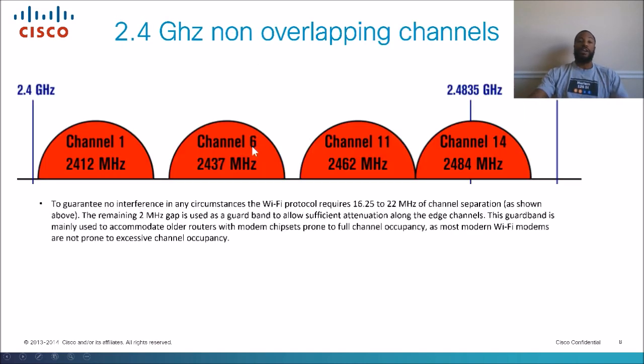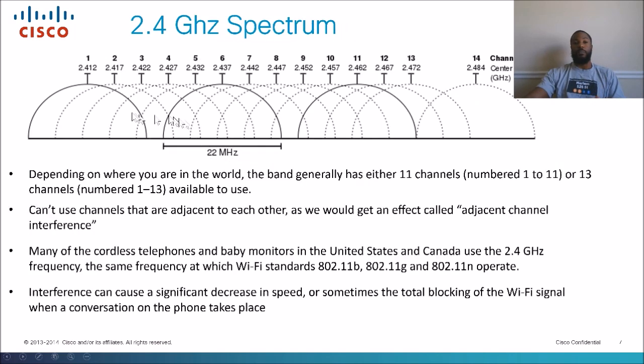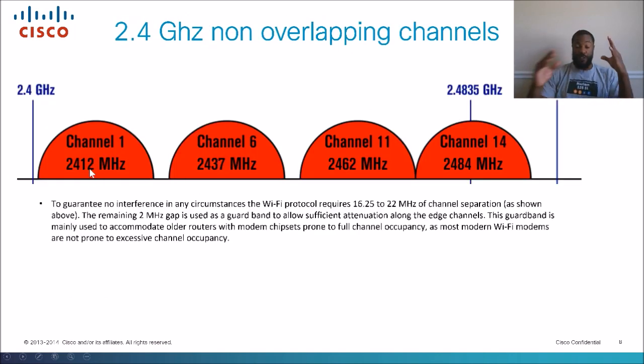So if you look at this right here, these are the non-overlapping ones, right? The bold right here is 1, 6, 11. This is a better slide to show you a visual representation of that. This is channel 1 right here, falls into that range. This is channel 6, falls in that range. Then 11 and 14, but we don't really use 14 here in the United States. That's why we don't even cover this right here.